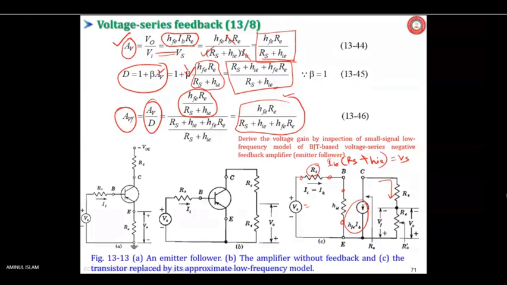Okay. So we found the voltage gain with feedback. The first one was the voltage gain without feedback. This one is without feedback, but taking RL, or here RL equals RE, into consideration.